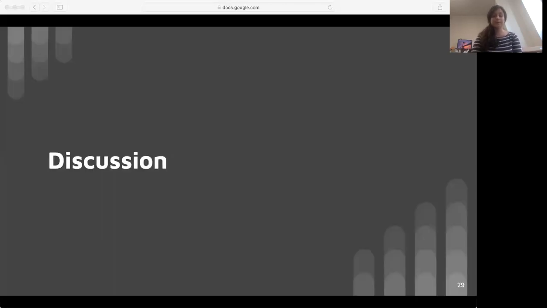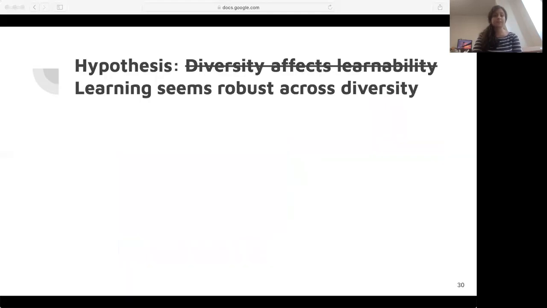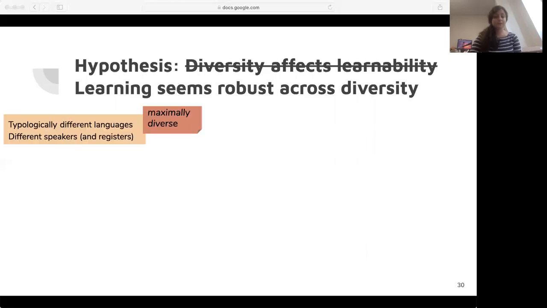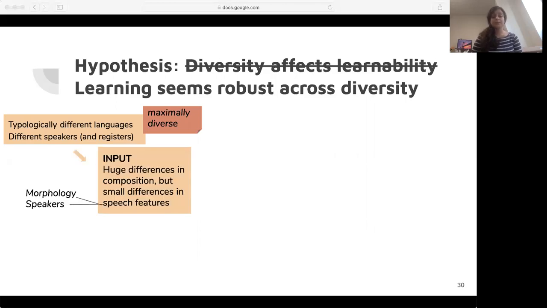To sum up, let's look at what the results meant. Based on results from these 2 studies, and also others that I did not have the time to present today, my initial hypothesis that diversity, as was studied here, affects learnability is now overwritten by the one that learning seems to be robust across diversity. I specifically looked for maximally diverse input based on some variables, which indeed presented differences in composition. However, I found smaller differences in speech features than what I was expecting to find, at least in the morphology as was shown in Project 1 and speakers as was shown in Project 2.